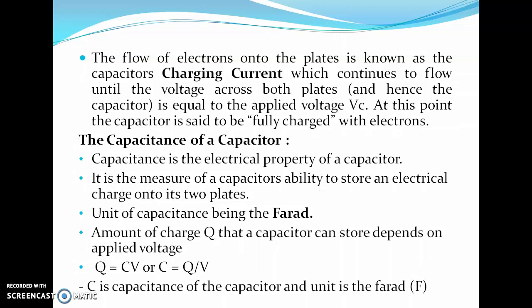Now the amount of charge Q that a capacitor can store depends upon the voltage applied to the capacitor. So it can be calculated as Q equal to C multiplied by V, where C is the capacitance of the capacitor and its unit is farad, that we have seen. Okay, so we can calculate the charge Q, but we should have the value of capacitance of the capacitor and the voltage applied to it.